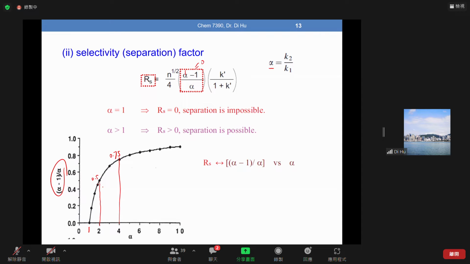We can see that when alpha is between 1 and 2, a change of alpha can really increase the resolution a lot, right? Because this change is most obvious and dramatic, between 1 and 2 in this region. So when alpha is between 1 and 2, the resolution is the most rewarding when we change that. So think about it. This is the number.